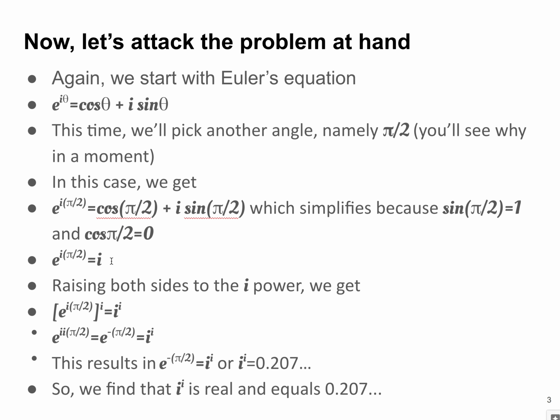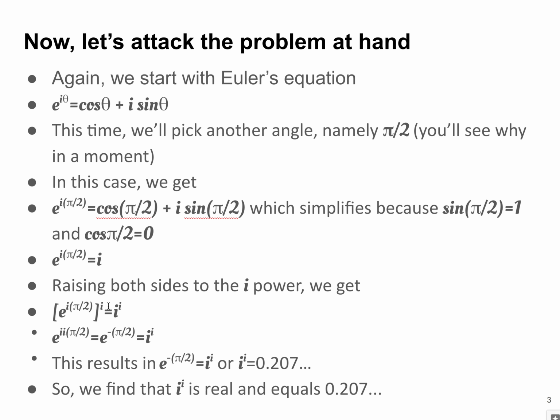So I'll ponder that for a second. Now we're going to exploit a mathematical tool that you learned in high school, which is when you raise a power to a power, you multiply the powers. If you have a common base and you raise something to a power, you can multiply the powers. So that's what we're going to do here. We take this equation, raise it to the i power on both sides, and here's what we're looking for, i to the i. So the question is, what is this thing equal to? So we have e to the i pi over 2 raised to the i power.